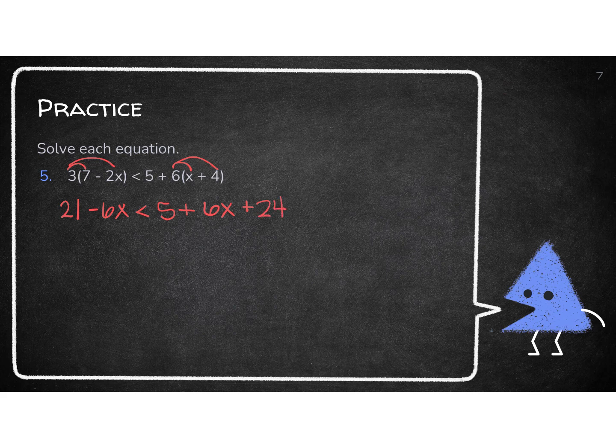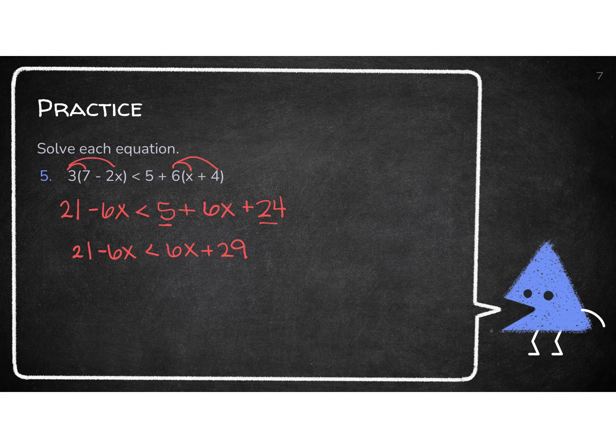So what I'm going to do is I'm actually going to combine like terms right away. On this side, I have a 5 and a 24. I can put those together. So I'm going to get 21 minus 6x is going to be less than 6x plus 29. Okay, so because they're on the same side, I can just add them together right away.